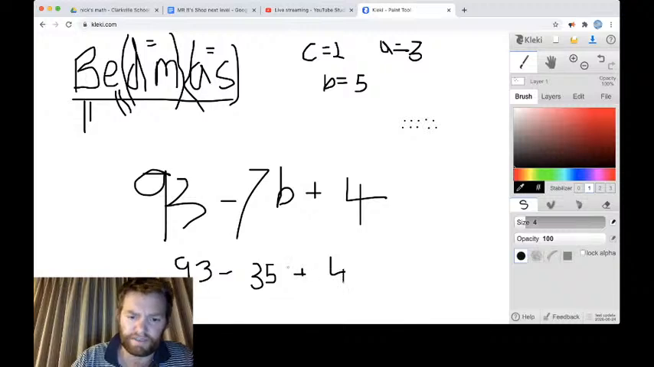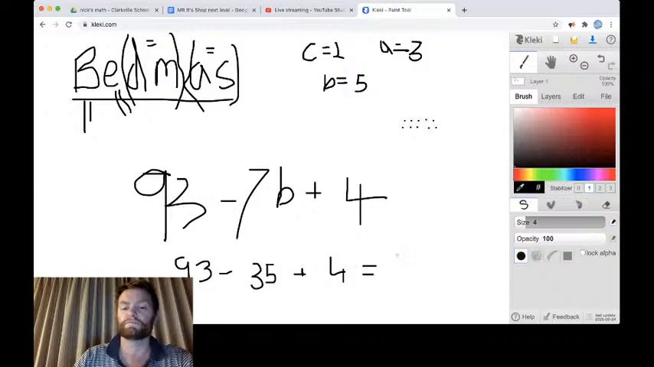So I used place value. I broke this into 30, took 30 off 93, which brought me down to 63, and then I took the 5 off 63, which brought me to 58, and then I simply added 58 plus 4, which is 62. Easy.